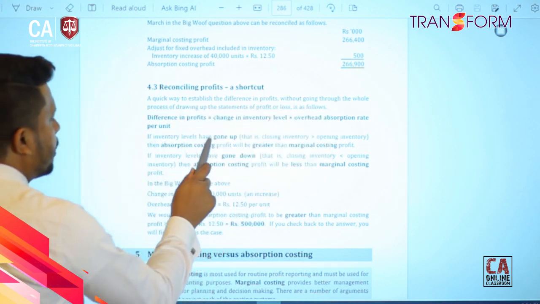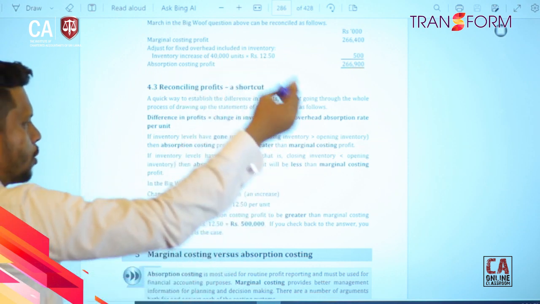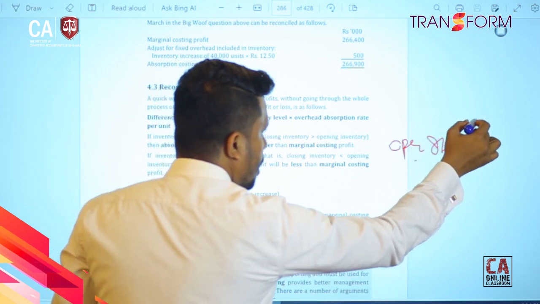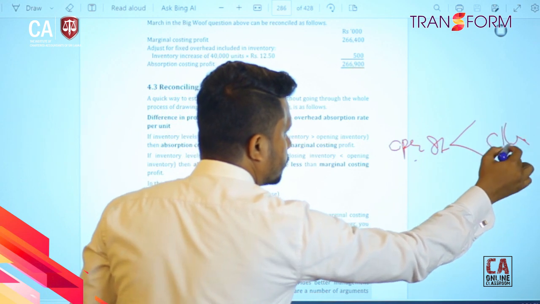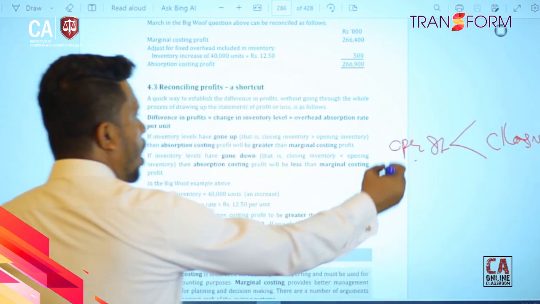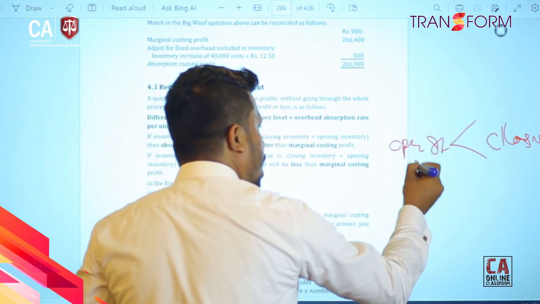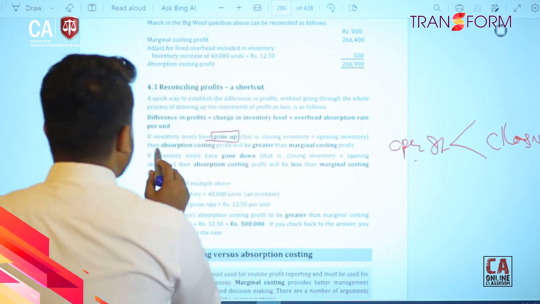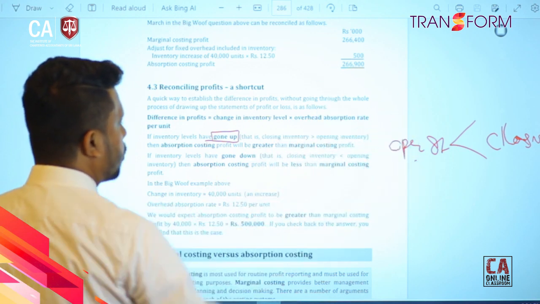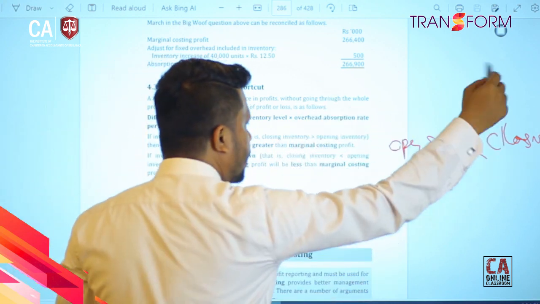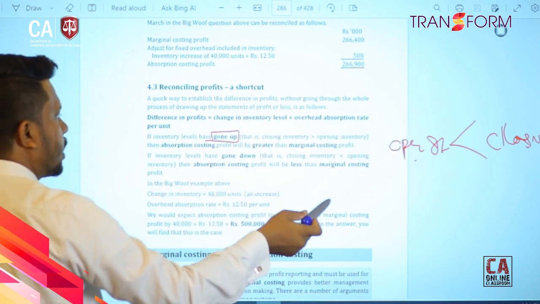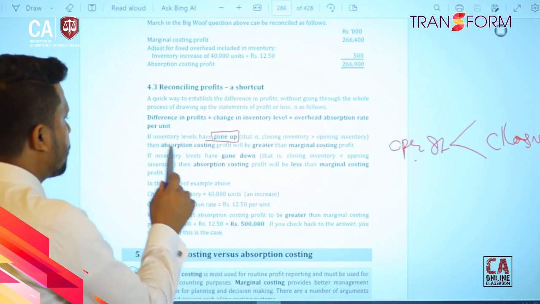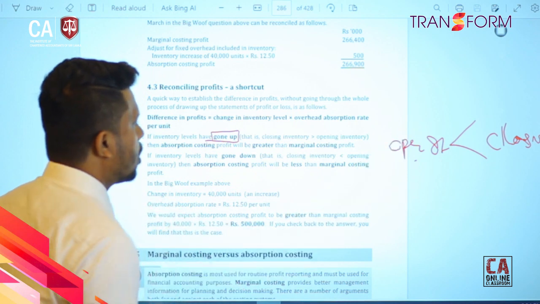The simple rationale behind this is, if the inventory levels have gone up, it means your opening stock should be less than your closing stock. If your opening stock is less than the closing stock, we say the inventory has gone up, or increased. Then the absorption costing profit will be greater than the marginal costing profit. Whenever the closing stock increases, the profit under absorption costing is greater than the profit under marginal costing.